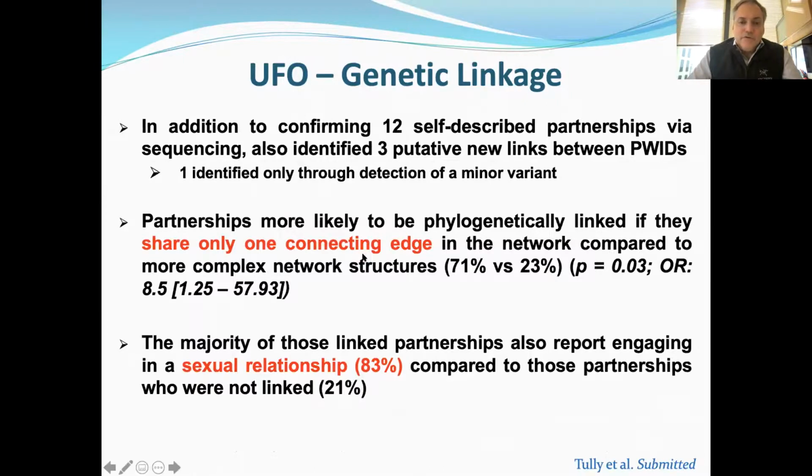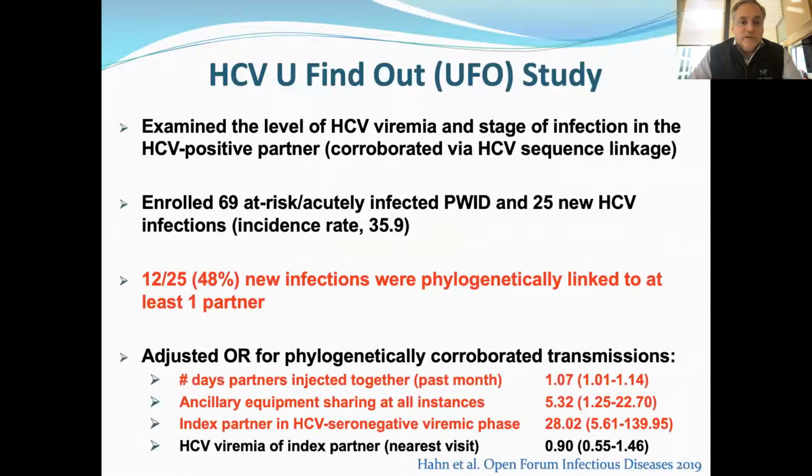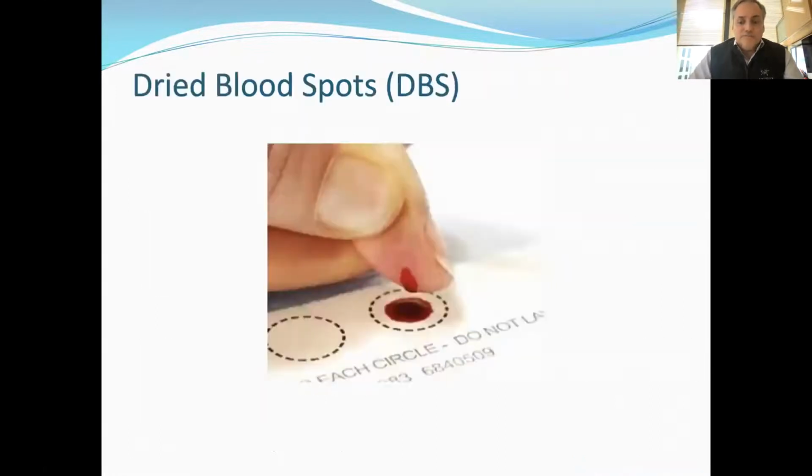Interestingly, the partnerships were more likely to be genetically linked if they shared only one connecting edge, meaning that when we look at the larger network, situations where the index patient only enrolls one additional subject were ones where the virus was more likely to be linked in individuals infected with the same strain, as opposed to the larger networks where the infection was often coming from outside of the pre-described partnerships. We also saw a strong signal for linked partnerships to be reporting a sexual relationship, again driving towards the closeness of the relationship of the individuals.